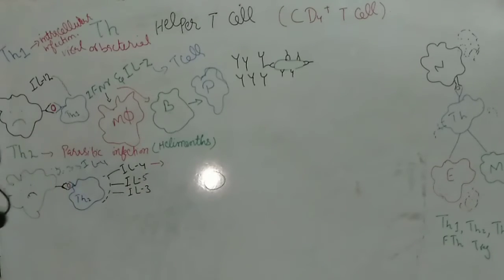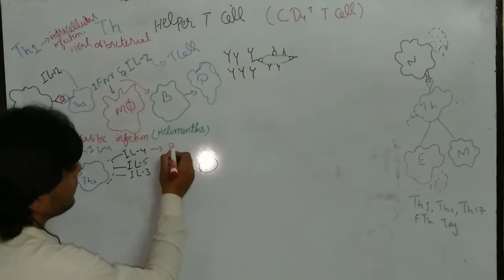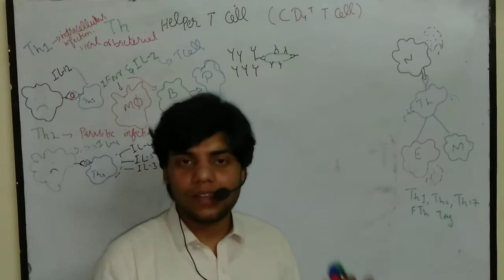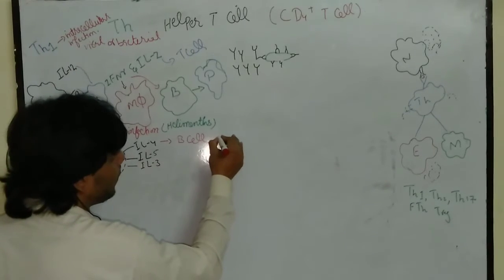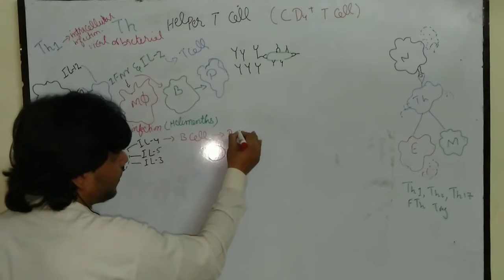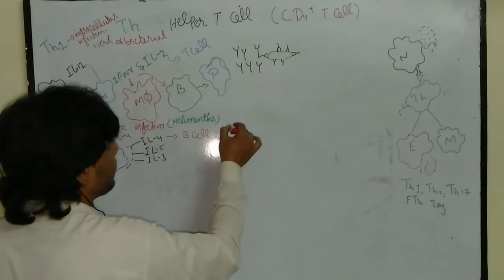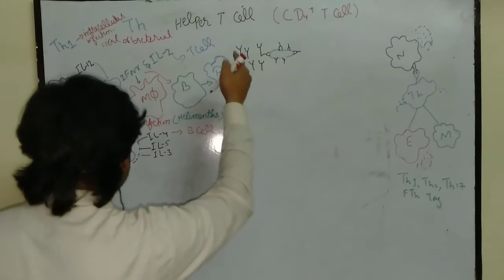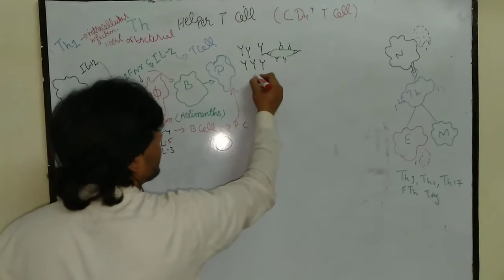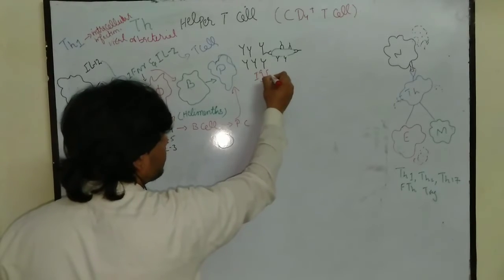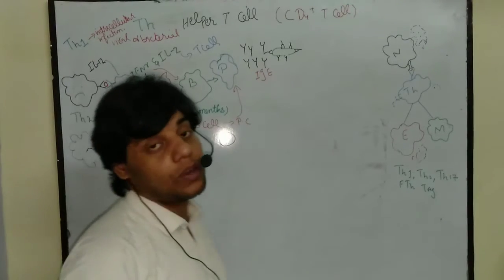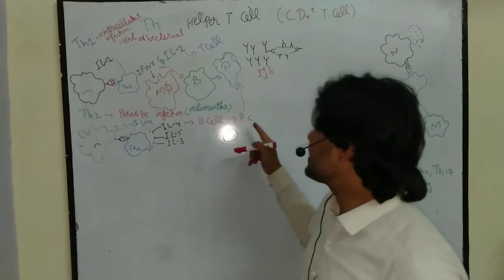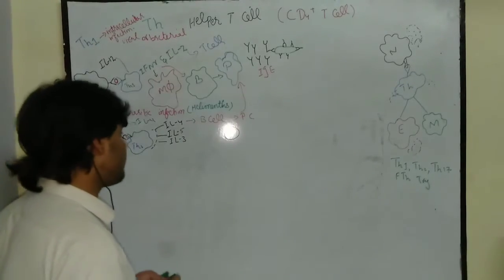It will activate the B cell. Once it activates and stimulates the B cell, this B cell will be converted into a plasma cell. Again the same process will occur. This plasma cell will secrete antibody, and this antibody is IgE. Let's suppose they will secrete IgE antibody against this parasitic worm.